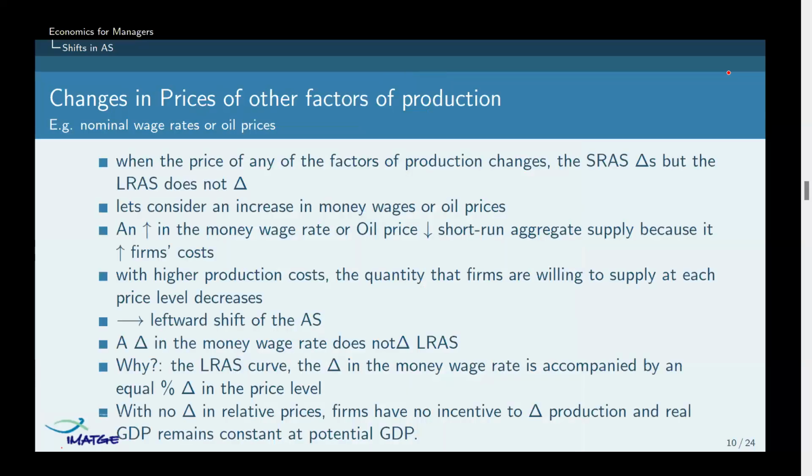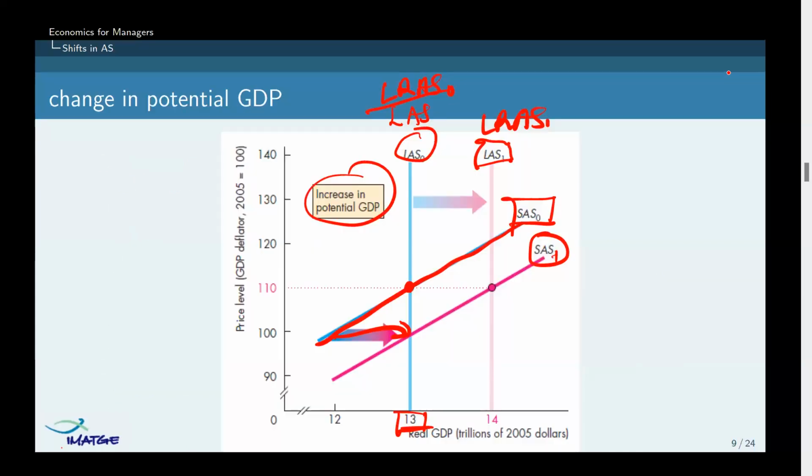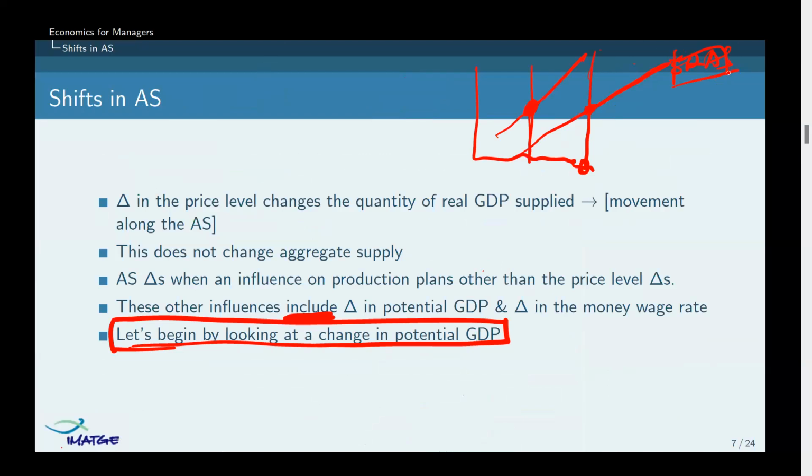So, right, remember here I said we are looking at changes in aggregate supply. And specifically, I said any other influence that is not the price level will cause the aggregate supply to shift, right? Either to the right or to the left.